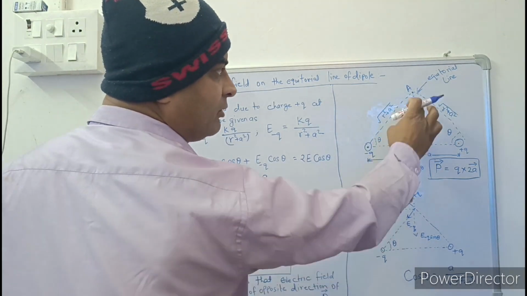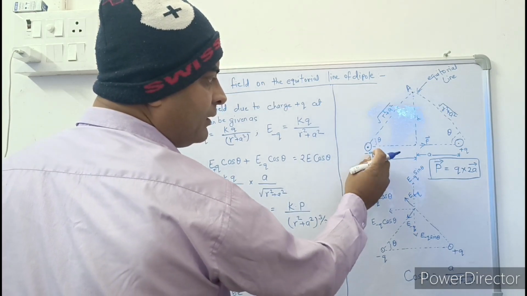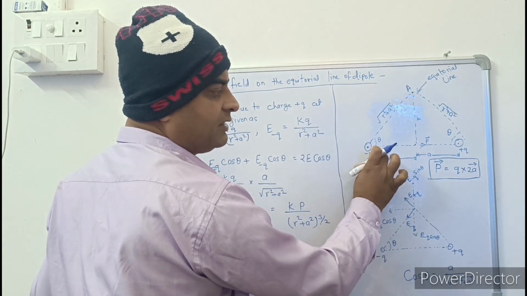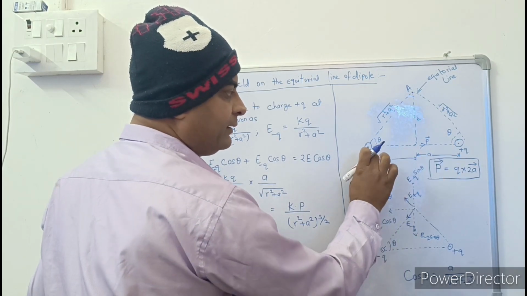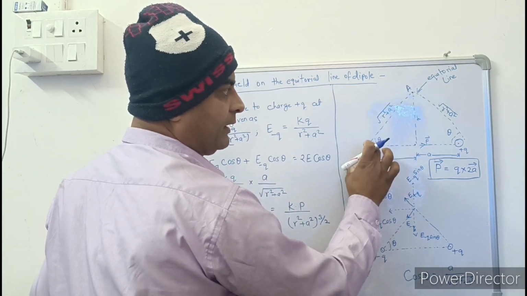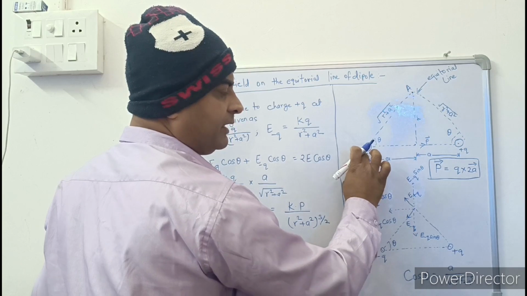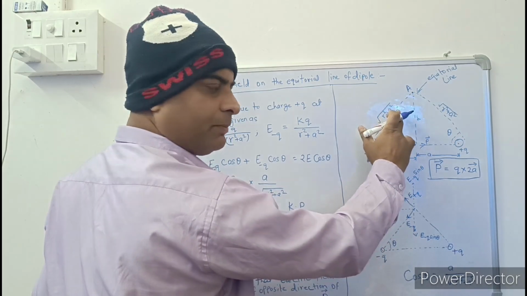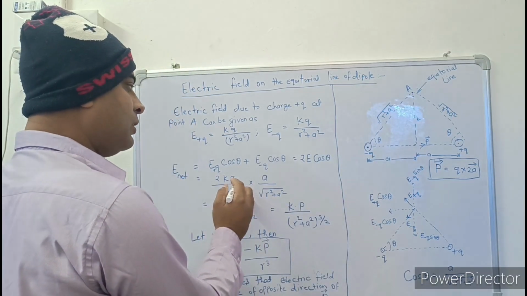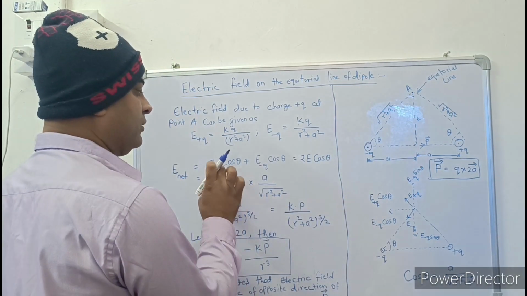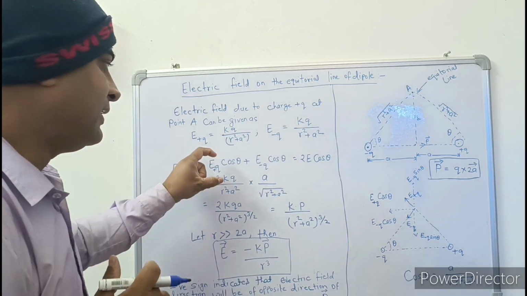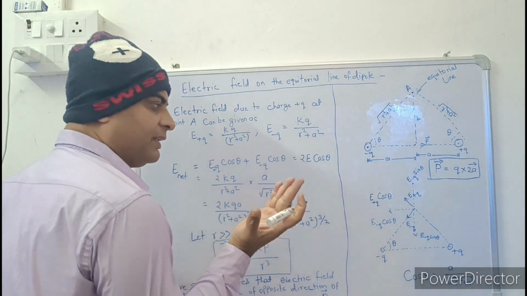If we have to find the electric field at A, what will happen? Simply multiply K, Q, this charge, we are not taking the sign here, KQ upon this distance, from point A to the negative charge. This distance is R square plus A square. So we get 2KQ upon R square plus A square. This is your magnitude. And what can you write for cos theta?